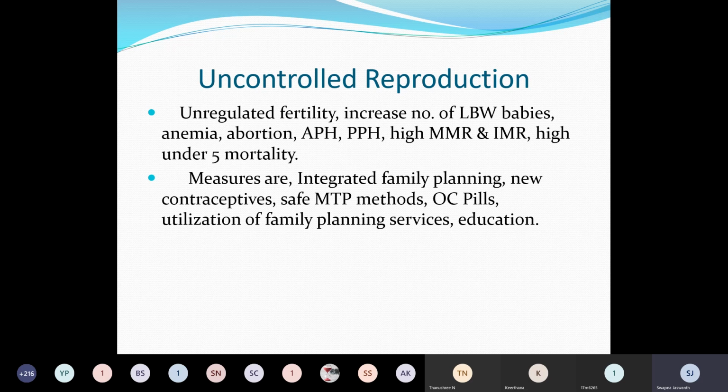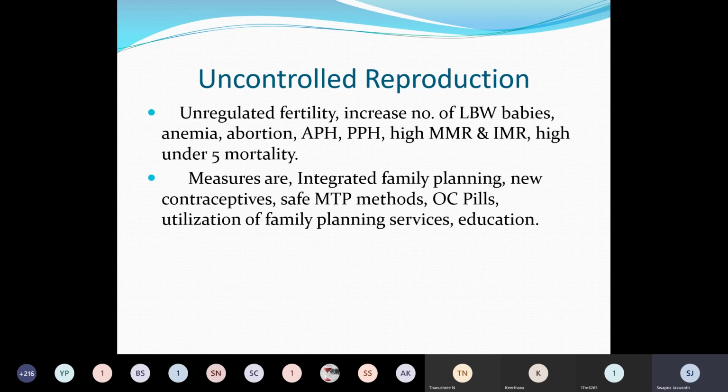When the pregnancy is planned, the mother takes care of herself in terms of nutrition, healthcare services, getting the immunization for herself and various other things. When the pregnancy is not planned and it is unregulated, the prevalence of various other things goes up. That is anemia among the mother, abortion, antepartum hemorrhage, postpartum hemorrhage. This also leads to a higher maternal mortality rate, infant mortality rate and high under 5 mortality.